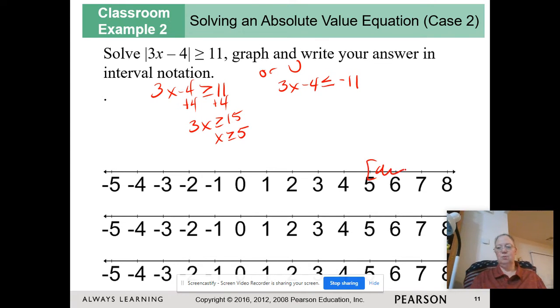So that goes this direction. We're going to add 4. And we have x is less than or equal to negative 7/3.